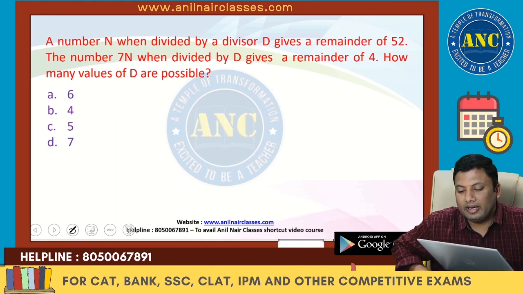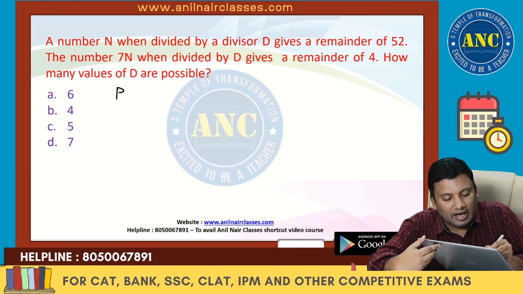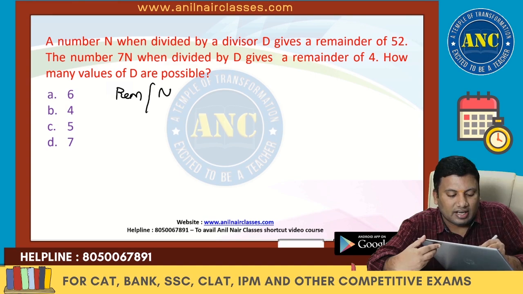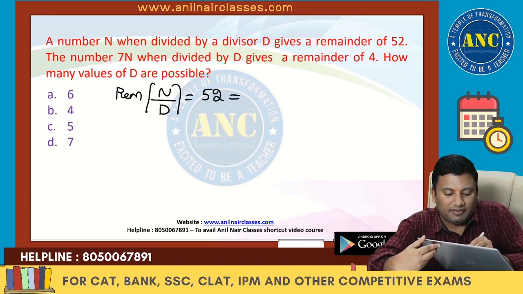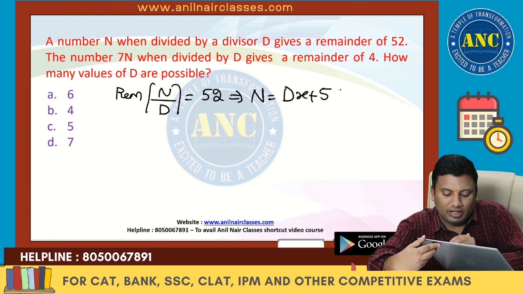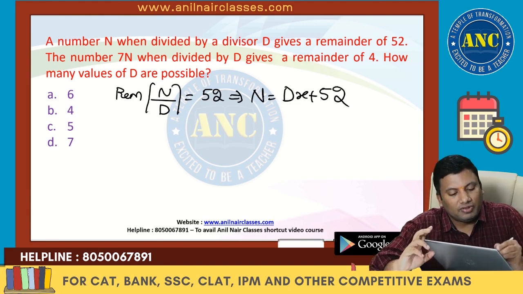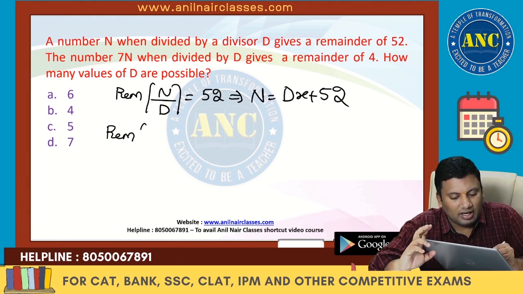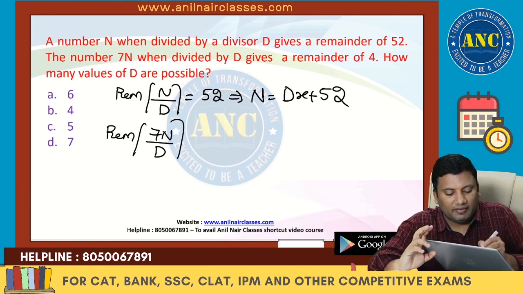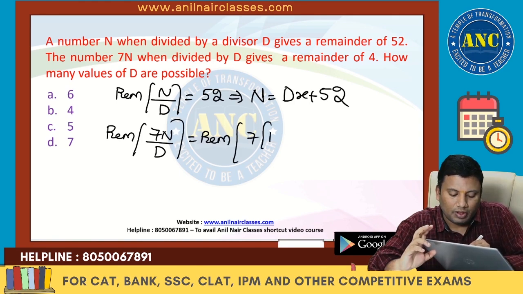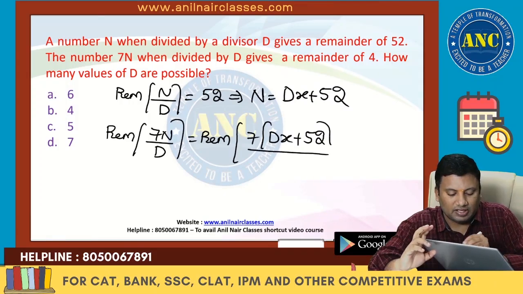A number n when divided by a divisor d gives a remainder 52. So n is nothing but dx plus 52. The same number, what is the number? 7n when divided by d is nothing but 7 into dx plus 52.